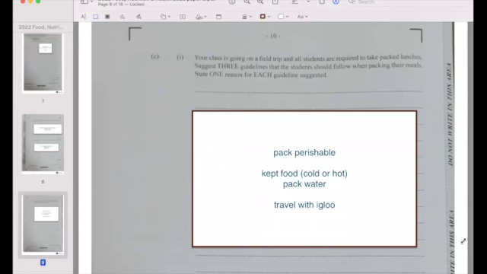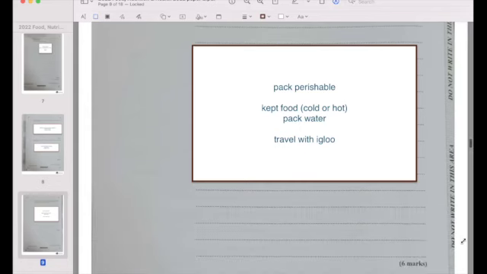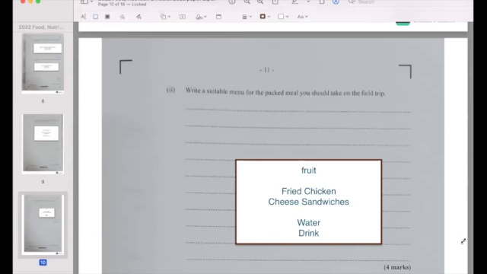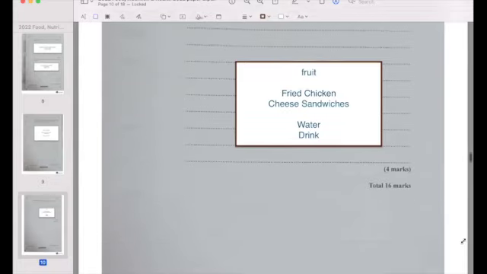Say 1 reason for 1 guideline. So for instance, if you're going to bring cold food, you can travel with your igloo for that reason. 6 marks. Next question. Write a suitable menu for a packed meal you should take on a trip. So I will take fruits, depending on the type of fruit though. I will have my fried chicken and my cheese sandwich, and then I'll have water and a drink.